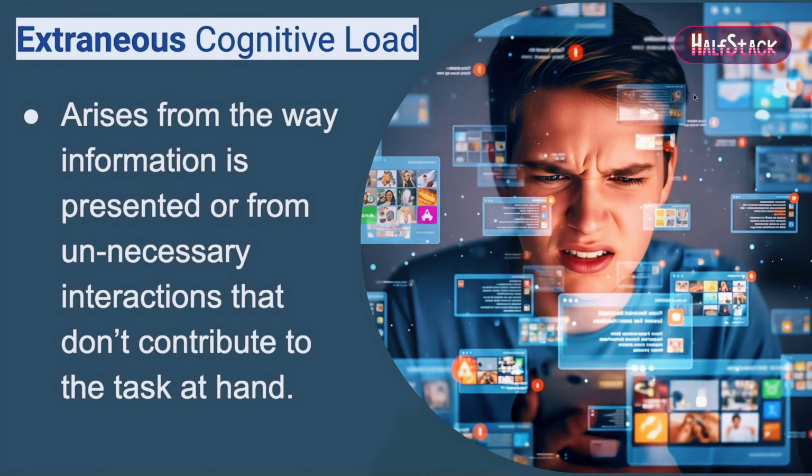So hopefully I have explained to you how cognitive load can be a difficult problem. And I need to define what cognitive load is at this point so we all understand, and we can then move forward. So cognitive load arises from the way information is presented or from unnecessary interactions that don't contribute to the task at hand. So we're presenting the user with lots of fluff and things that aren't helping them get to the goal of what they're doing.